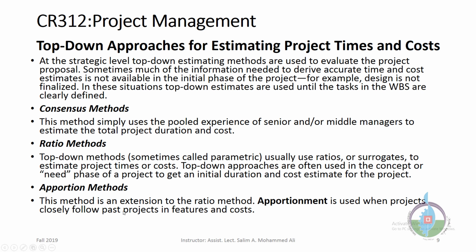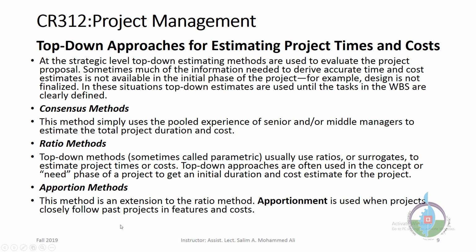We have now the apportion method. The apportion method is a little bit different from the ratio method, but it has the same method of calculation. This method is an extension to the ratio method. Apportionment is used when projects closely follow past projects in features and costs.